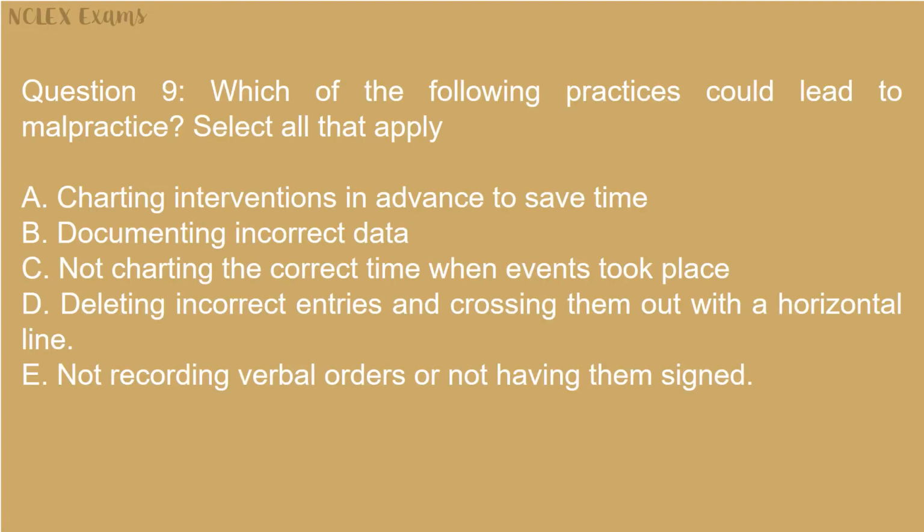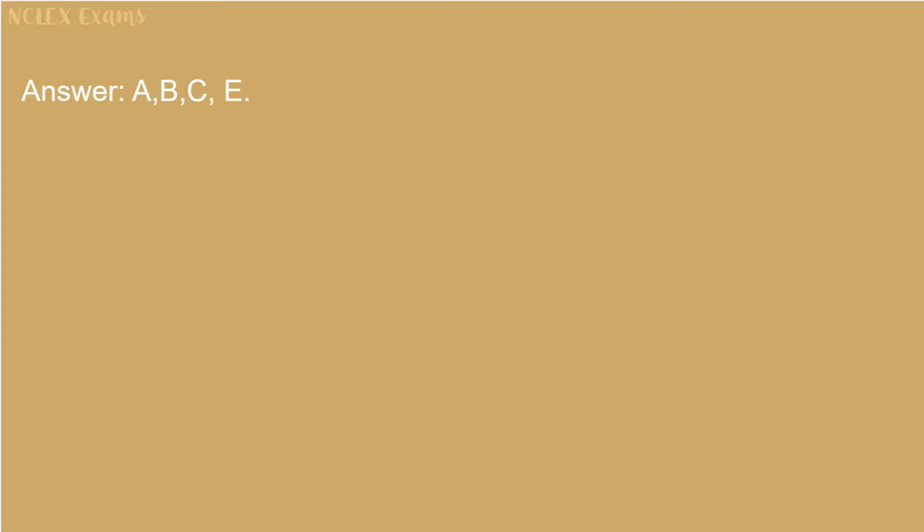Question 9. Which of the following practices could lead to malpractice? Select all that apply. A. Charting interventions in advance to save time. B. Documenting incorrect data. C. Not charting the correct time when events took place. D. Deleting incorrect entries and crossing them out with a horizontal line. E. Not recording verbal orders or not having them signed. Answer: A, B, C, E.